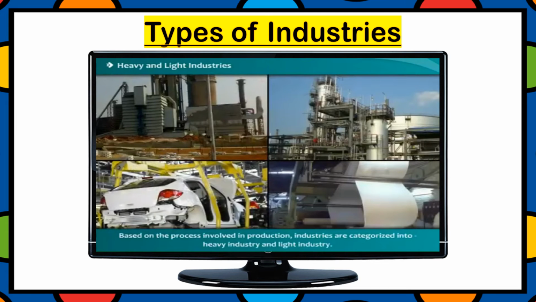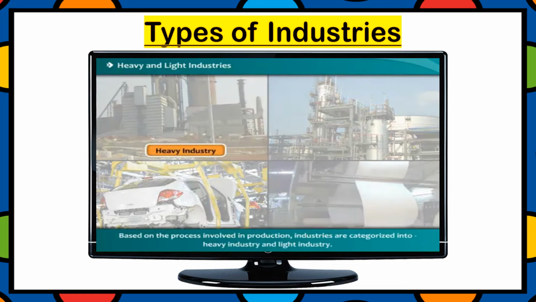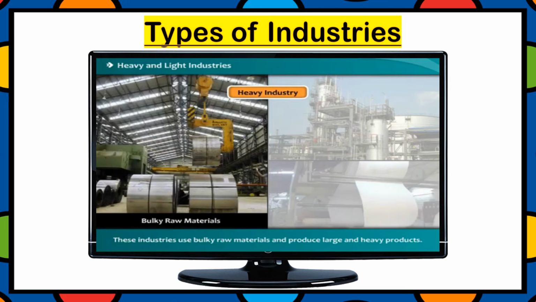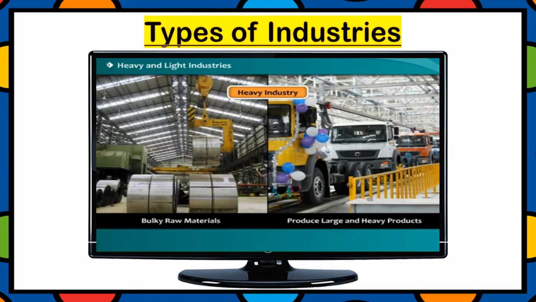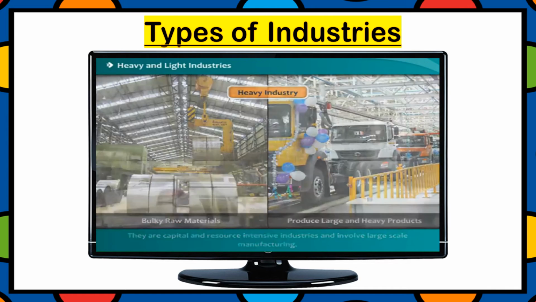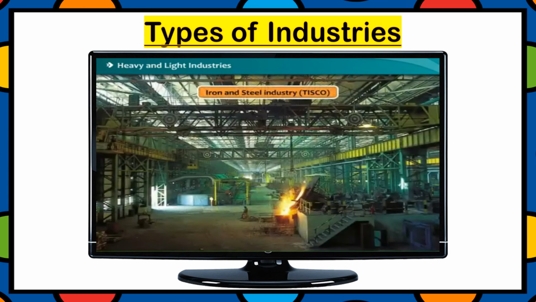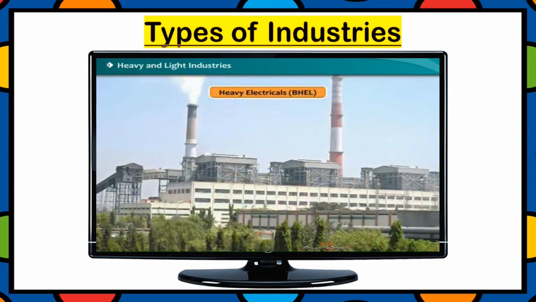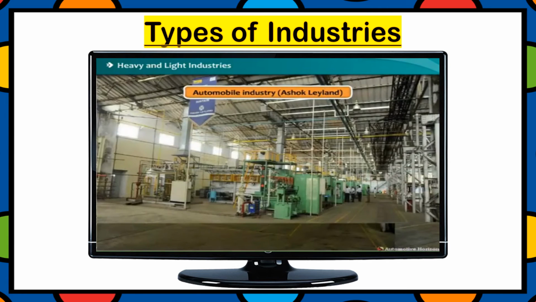Based on the process involved in production, industries are categorized into heavy industry and light industry. Heavy industries use bulky raw materials and produce large and heavy products. They are capital and resource-intensive industries and involve large-scale manufacturing. For example, iron and steel industry, TISCO, heavy electricals, BHEL, and automobile industry, Ashok Leyland.